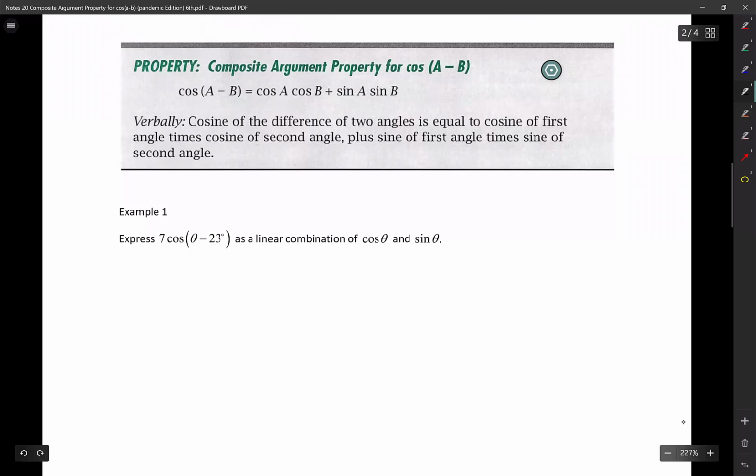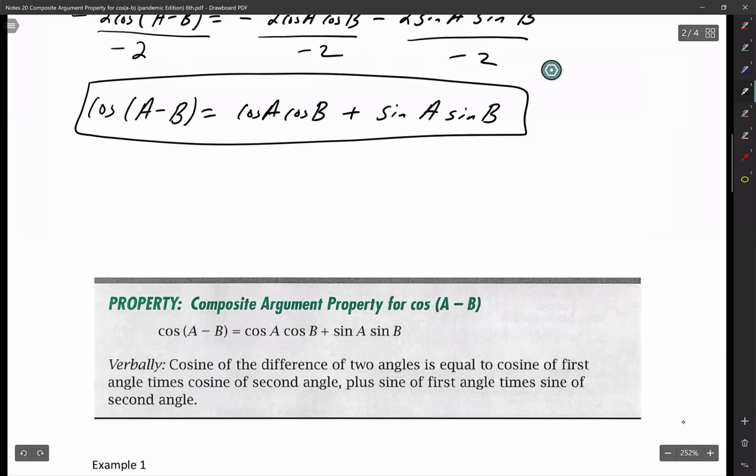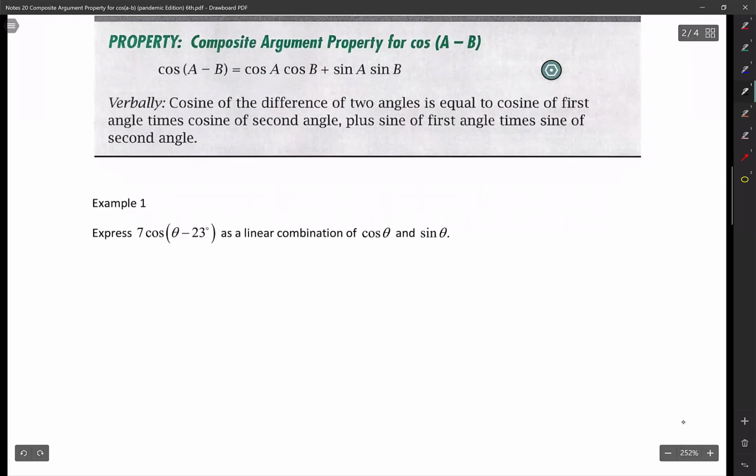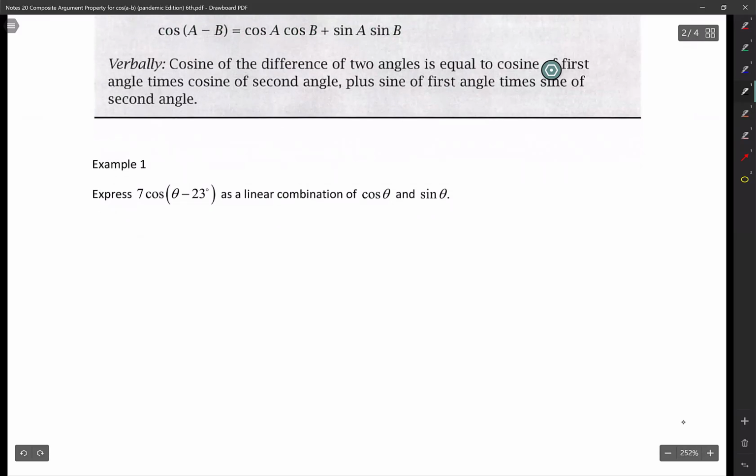Okay, so maybe you're thinking, all right, Chavez, so I learned this formula. What's the point of knowing the formula? I don't understand why we had to know it. It's because of what we did last time. Here's a cosine with a single phase displacement. Now if I want to go into a linear combination, let's say I want 7 cosine theta minus 23 in terms of cosine and sine, there's a way to do it. So how do I do it? With this. That theta is like A, that 23 is like B.